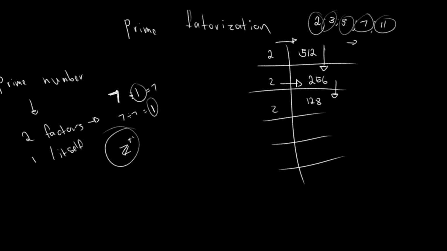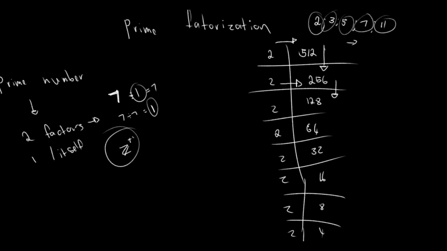I can divide 2 again into this. What does that give me? That gives me 64. Can I do it again? Well, yes. I can divide 64 by 2. That gives me 32. Oh, this one's going to be a bit longer. So 2, go down again. 16, 2. That gives me 8, 2. That gives me 4, 2. And that gives me 2 and 2.